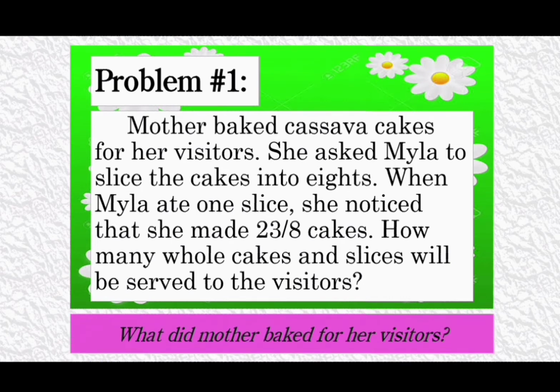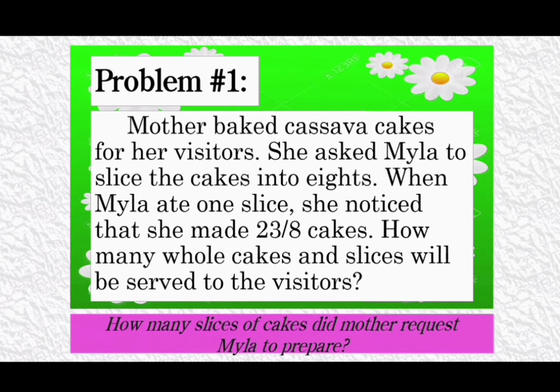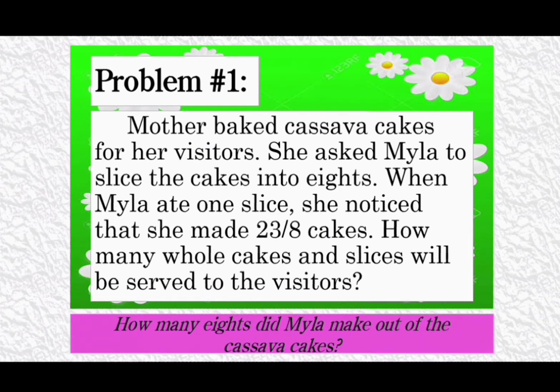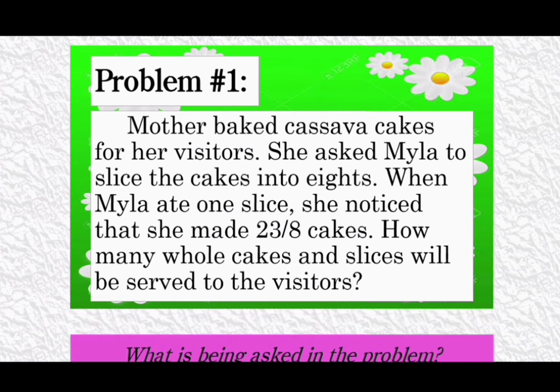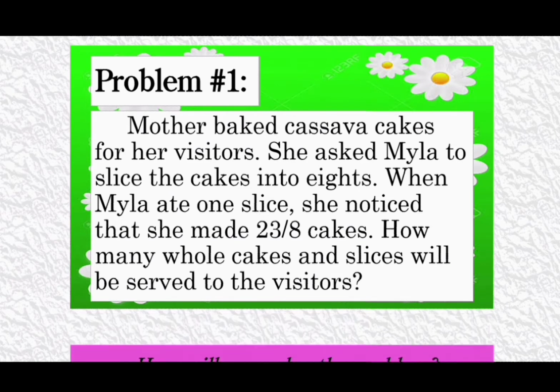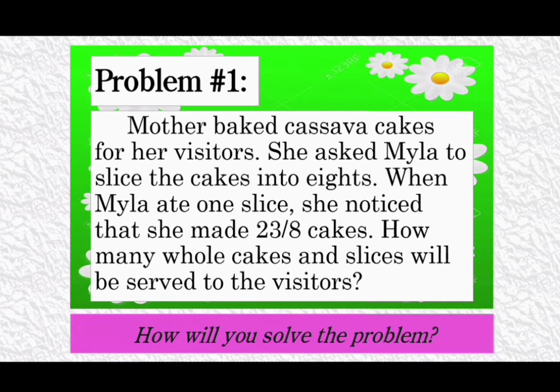What did Mother bake for her visitors? How many slices of cakes did Mother request Mila to prepare? How many eighths did Mila make out of cassava cakes? What is being asked in the problem? How will you solve the problem? Correct. We need to change 23 eighths to mixed number.